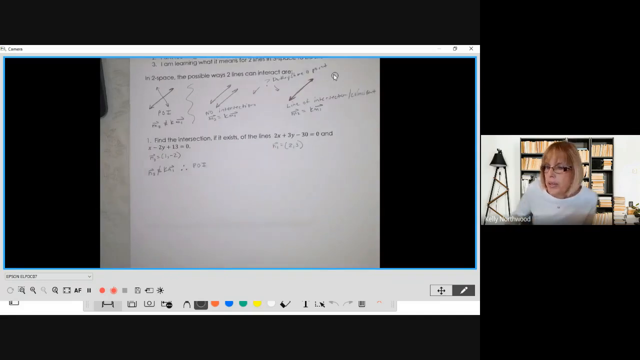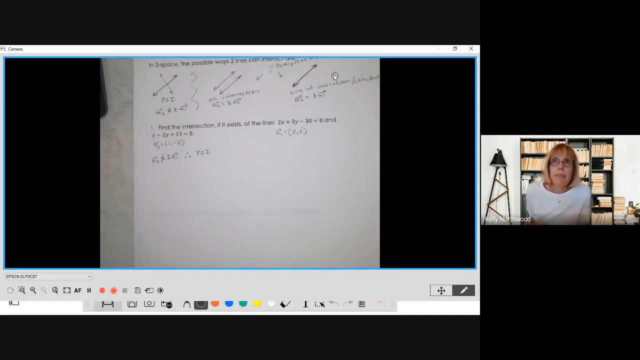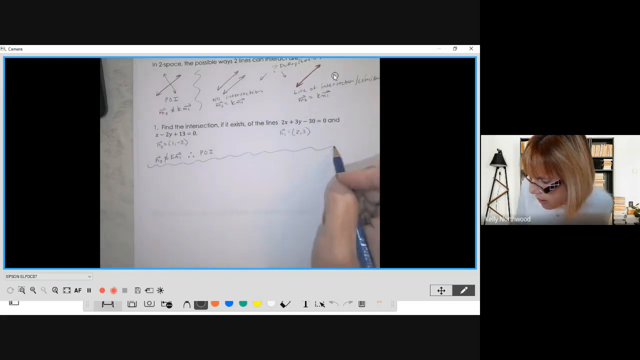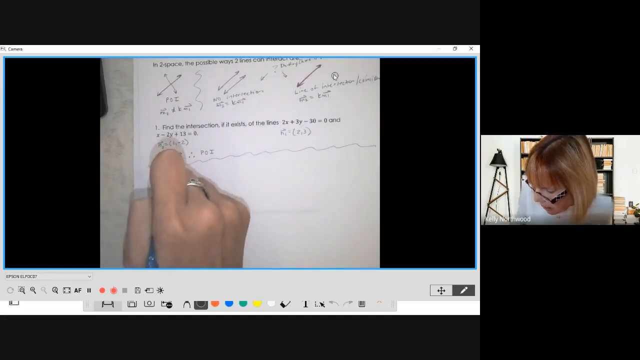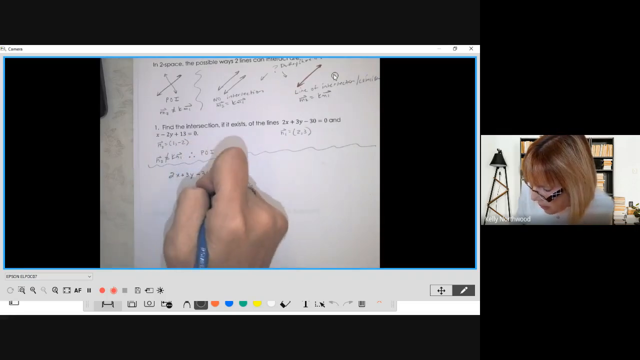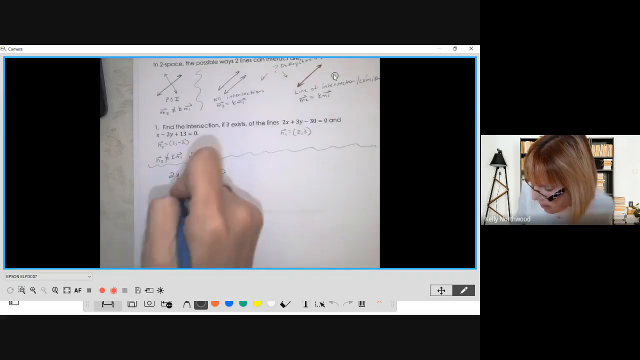And we're going to use elimination. I know there were three methods that we learned in grade 10, but elimination is the one that goes nicest with three space, so we're going to practice it in two space as well. I'm going to take some time to go through elimination for those of us that are a bit rusty on it. If you have any questions about any of the steps and why I'm doing them, then please ask.